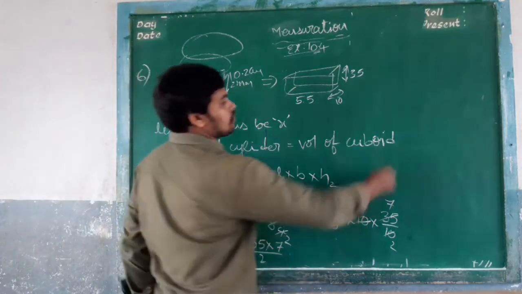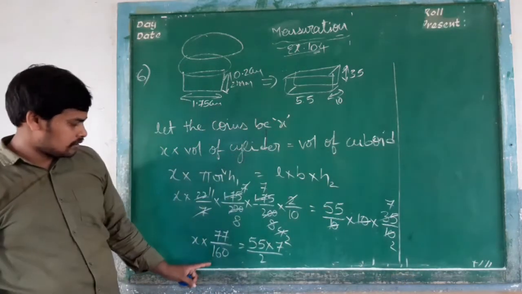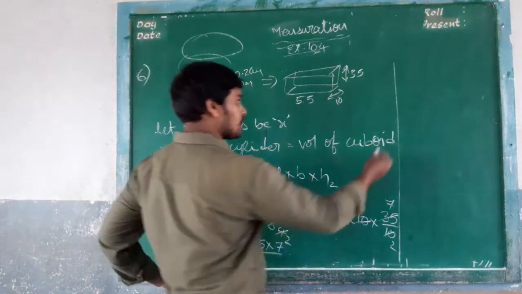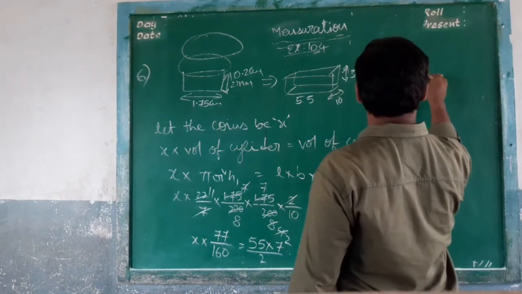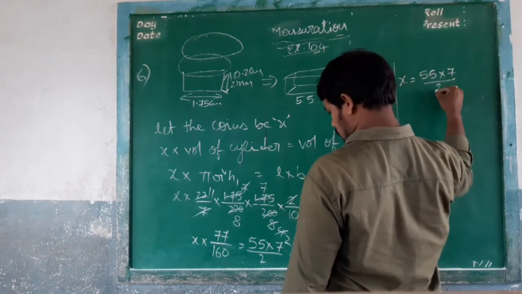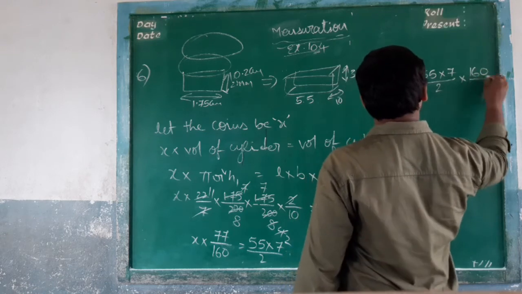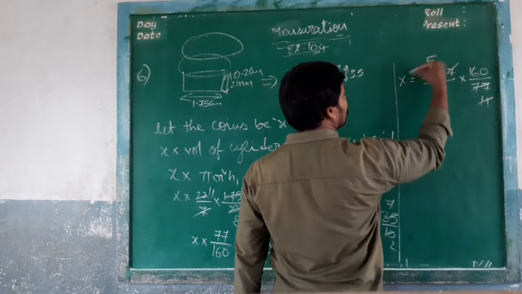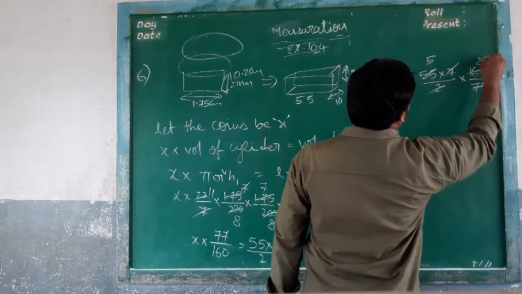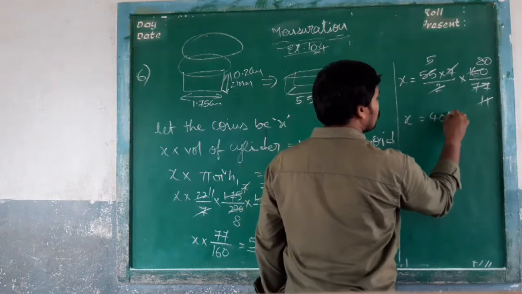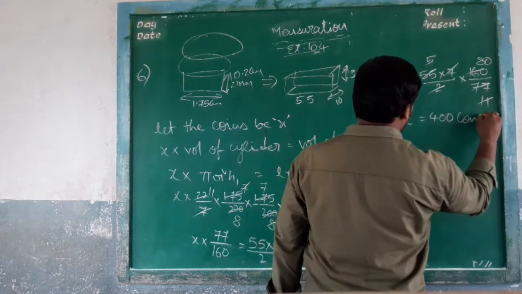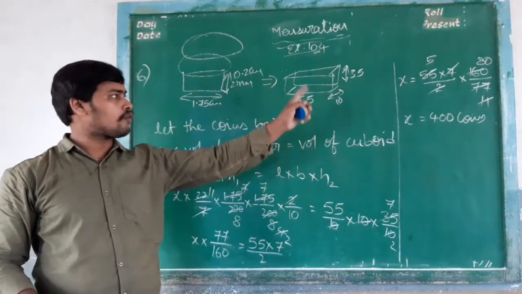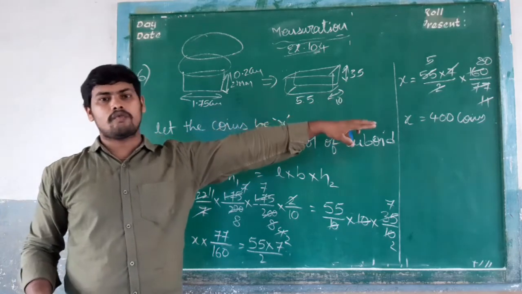Okay. So now take 77 by 160 into, that's it. So that is x equals 55 into 7 by 2 into 160 by 77. 7 into 77, 11 times. 11 into 55, 5 times. 2 into 160, 80 times. So x equals 400 coins. So how many silver coins are melted to form such a cuboid? There are 400 coins to be melted.